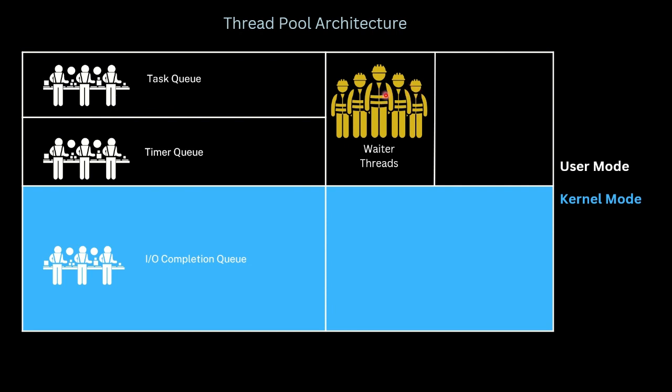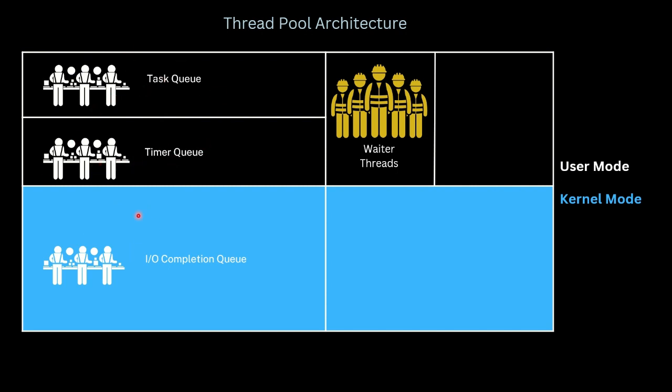I will explain the working of the waiter threads with an example. For instance, consider you have an HTTP web server that is running and serving clients, and the web server is receiving a lot of incoming HTTP requests. Those incoming requests are then received by some workers from here.